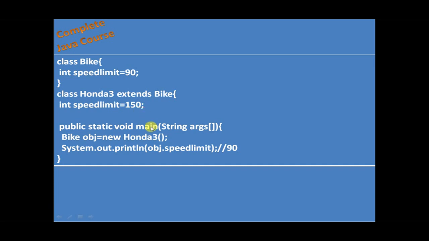If data members or variables could be overridden, then you would get the output 150. But you are not getting the output 150. It means the data members are not overridden. So the output is 90. Let me show you on the Eclipse IDE.